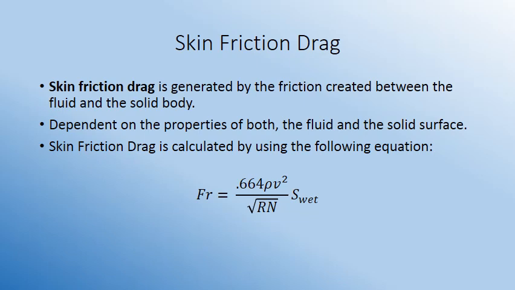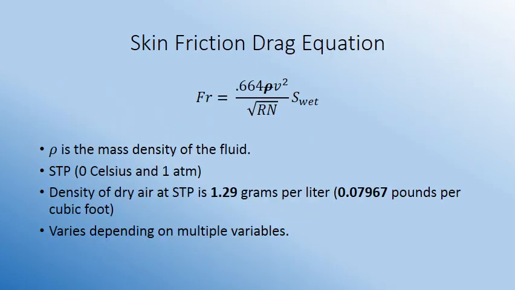Drag can also be thought of as a result of aerodynamic friction. Skin friction drag is generated by the friction created between the fluid and the solid body. The magnitude of this frictional force is also dependent on the properties of both elements. Thus, a smooth and waxed surface and a fluid with little viscosity would yield a low skin friction drag force. The magnitude of this force can be calculated by using the following formula. Skin friction is equal to 0.664 rho nu squared S_wet divided by the square root of Rn. Rho is the mass density of the fluid. Also, it is the same as in the form drag equation.